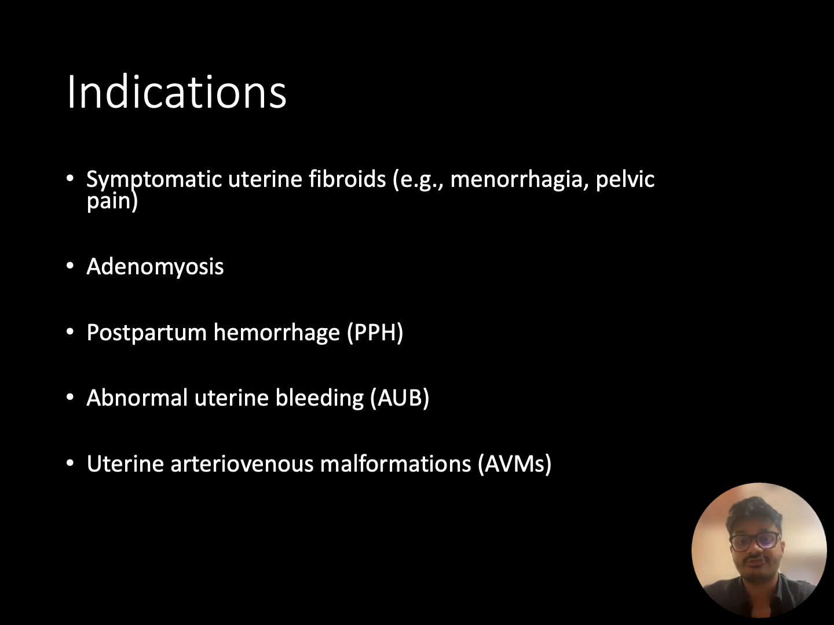Now, who is this surgery for? Uterine artery embolization is typically recommended for people with symptomatic uterine fibroids that are causing heavy bleeding or bulk-related symptoms like pressure, bloating, or urinary frequency. It can be used in adenomyosis in selective cases and in patients who desire to preserve their uterus but aren't planning on a future pregnancy. We can also do this in cases of postpartum hemorrhage, uterine AV malformation, or in selective cases of abnormal uterine bleeding.